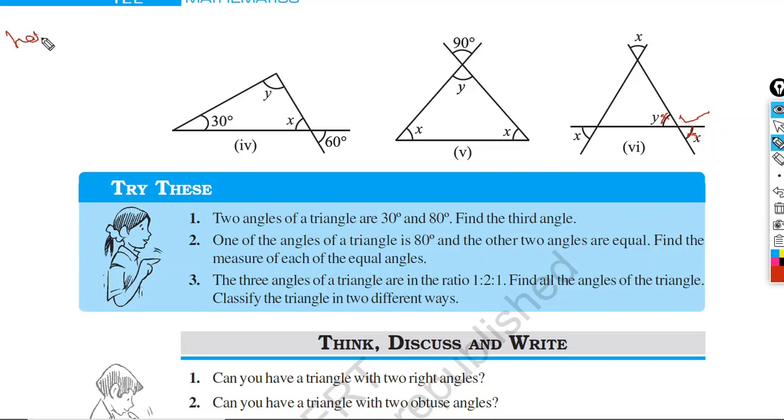You can start with this one. Here y equals x, reason: vertically opposite angle.